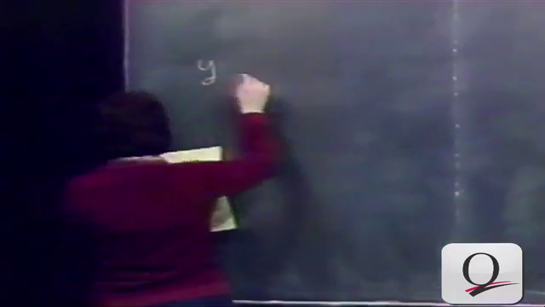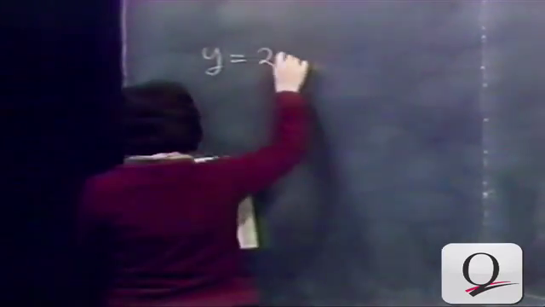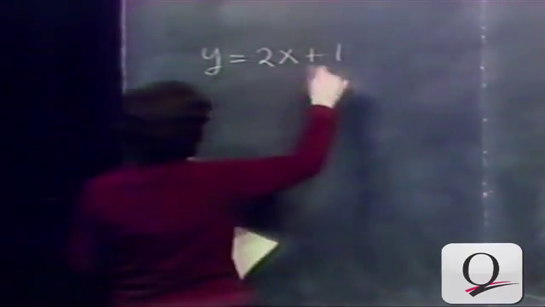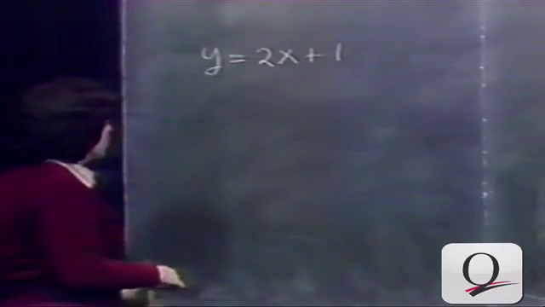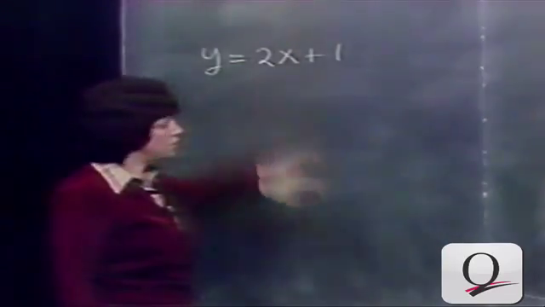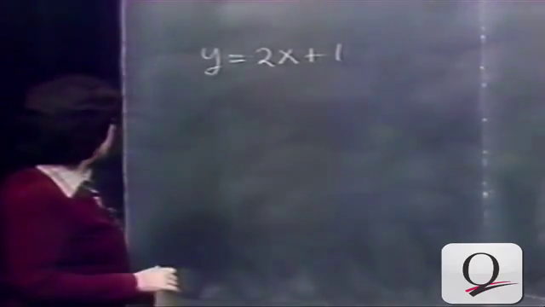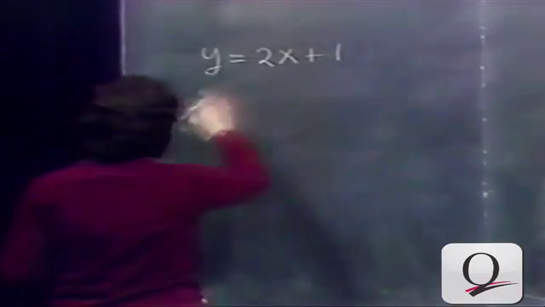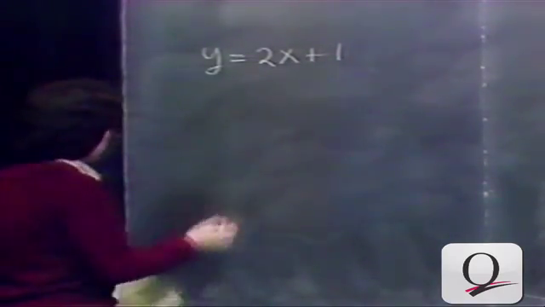Let's say we start with the equation y equals 2x plus 1. Here we have a first-degree equation in two variables. In the last videotape, we learned that the graph of such an equation is a straight line. Let us try to graph this line by plotting a few points.